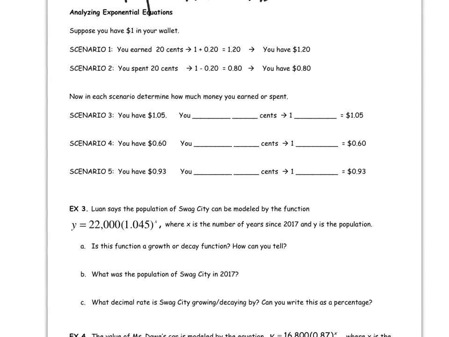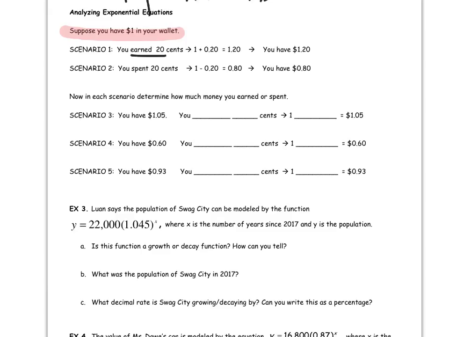So we're going to start with this hypothetical scenario, and it is that you have $1 in your wallet. So suppose you have $1 in your wallet and you earn 20 cents. So when you earn 20 cents, it means that you make money. So to figure out how much money you have, you would do $1 plus that 20 cents. This is how we write 20 cents, right? And you end up with 1.20. That's $1.20. And I know that you could do that in your head probably.